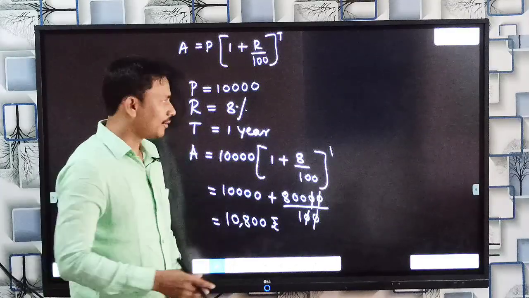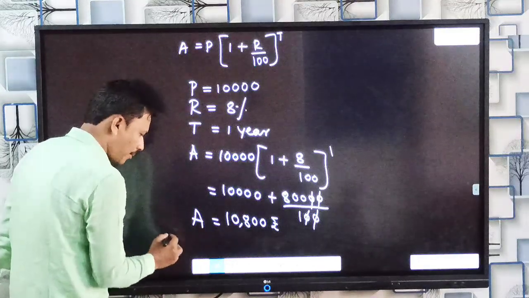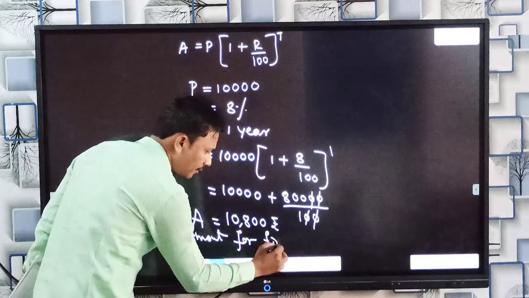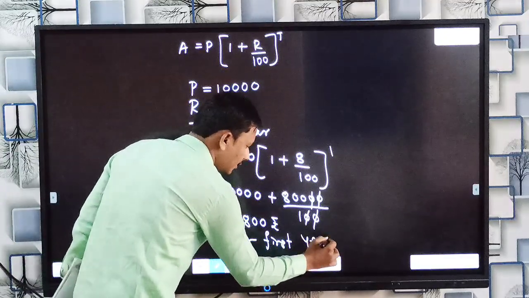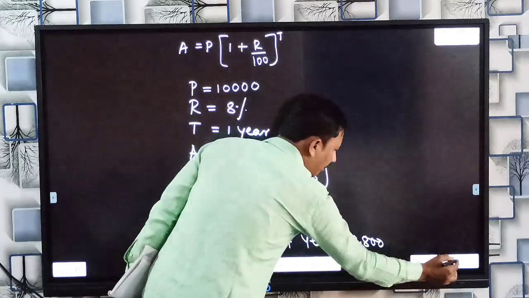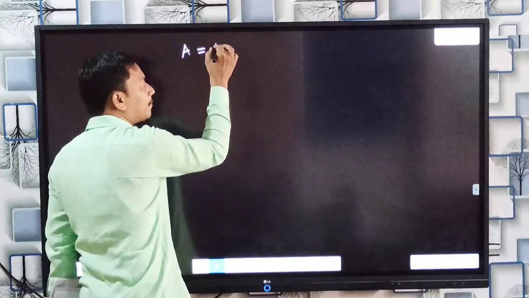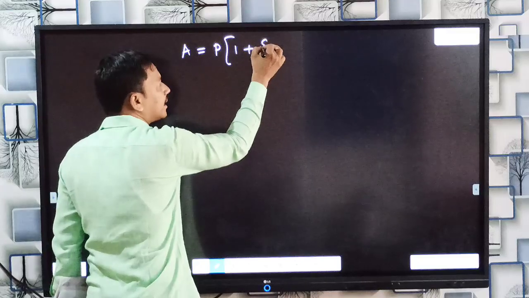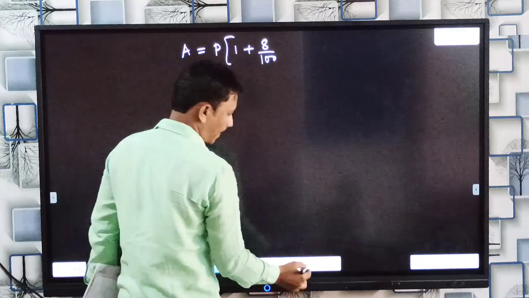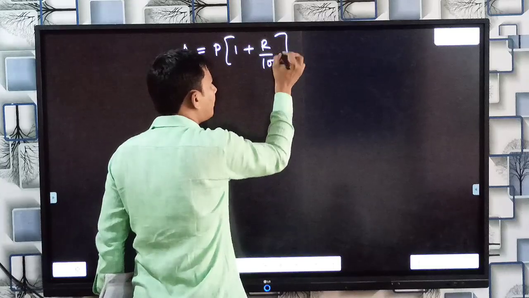Understood? Then this is for the first year. Amount for the first year is equal to 10,800. Next, amount for the second year. Amount for the second year, A is equal to the formula P in bracket 1 plus R divided by 100 to the power of T.